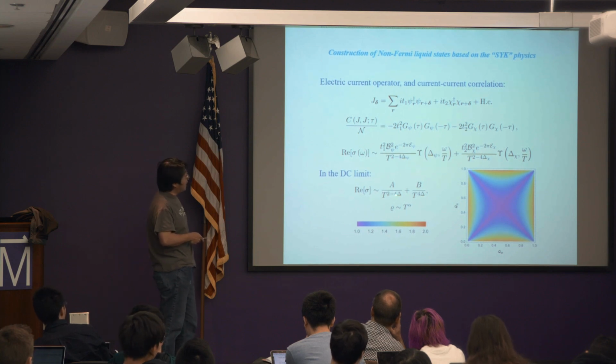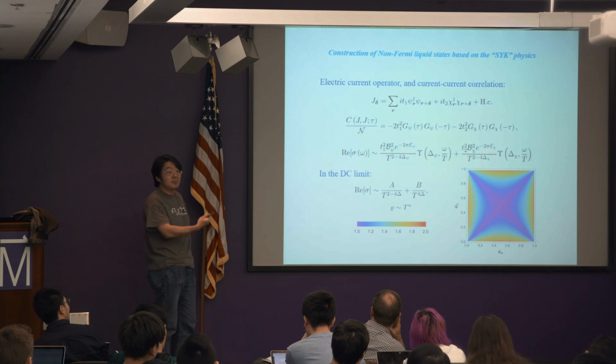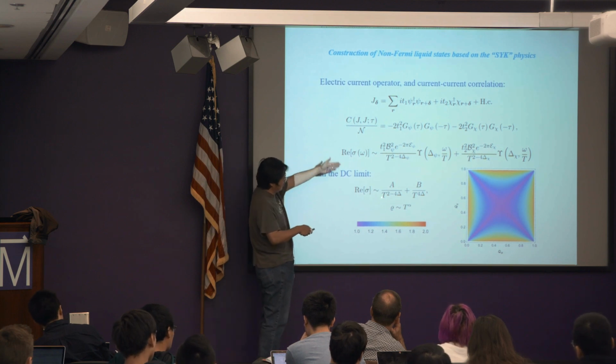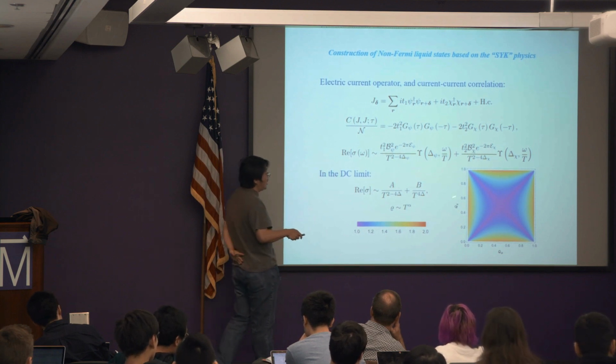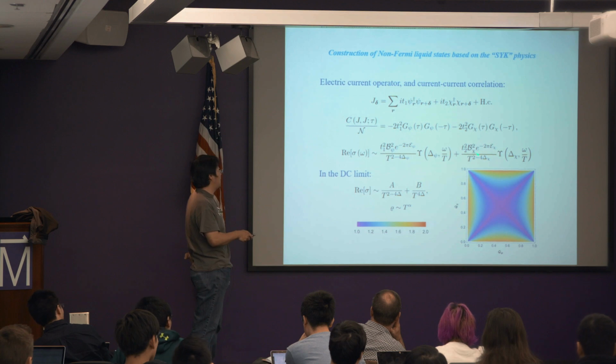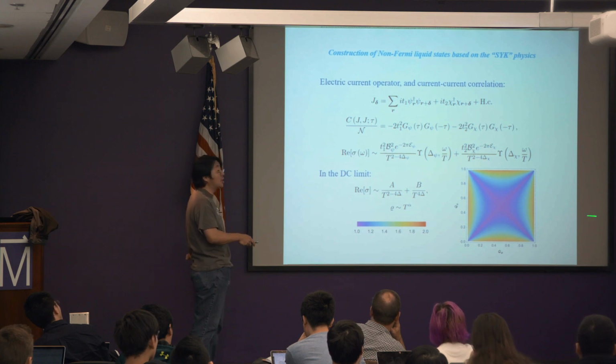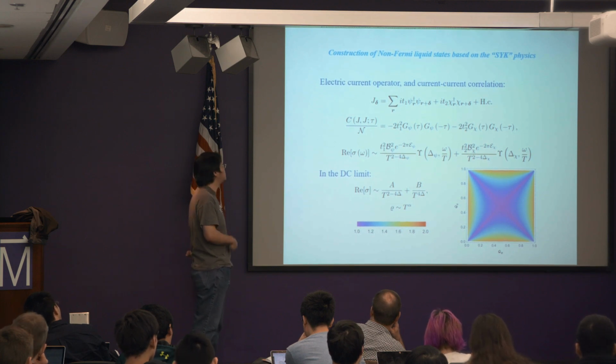Here delta is the scaling dimension of one of the two fermions. If I take the inverse of this, this alpha can be tuned by the filling factor. Indeed, it can be tuned anywhere between 1 and 2, depending on the filling factor.